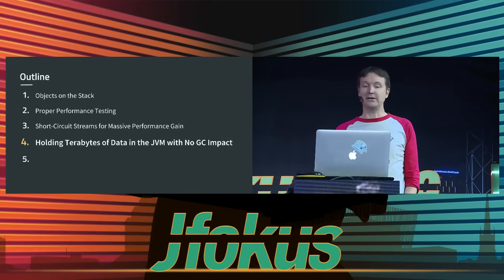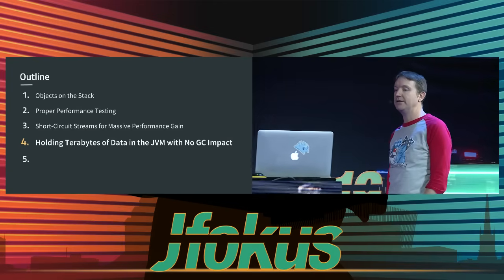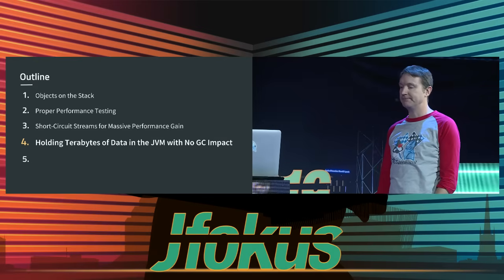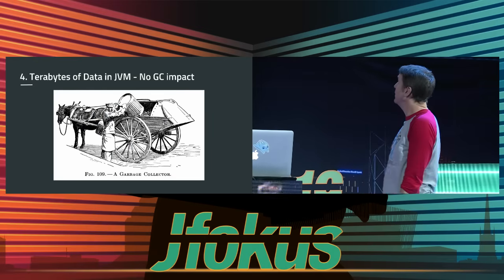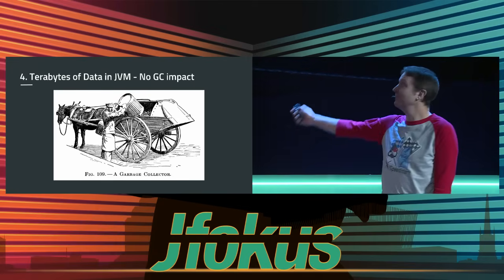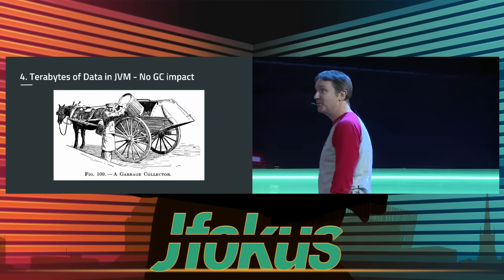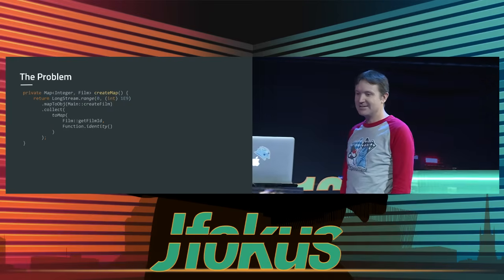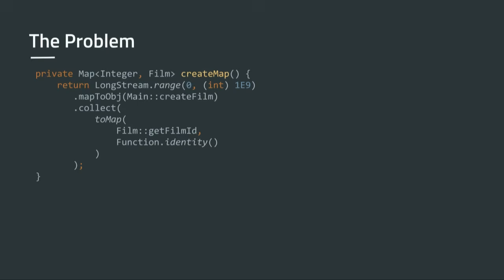And that brings us to the next point, which is holding terabytes of data in the JVM with no GC impact. So this is an example of a garbage collector. I don't know if this is slower than the JVM. Sometimes it's not. It depends on what you do with it, actually. So this is the problem. Suppose I create a huge map. Here I iterate over a billion times, and I create a billion films, and I collect them to a map based on the film ID, and then I just take the film object and put it in that map.